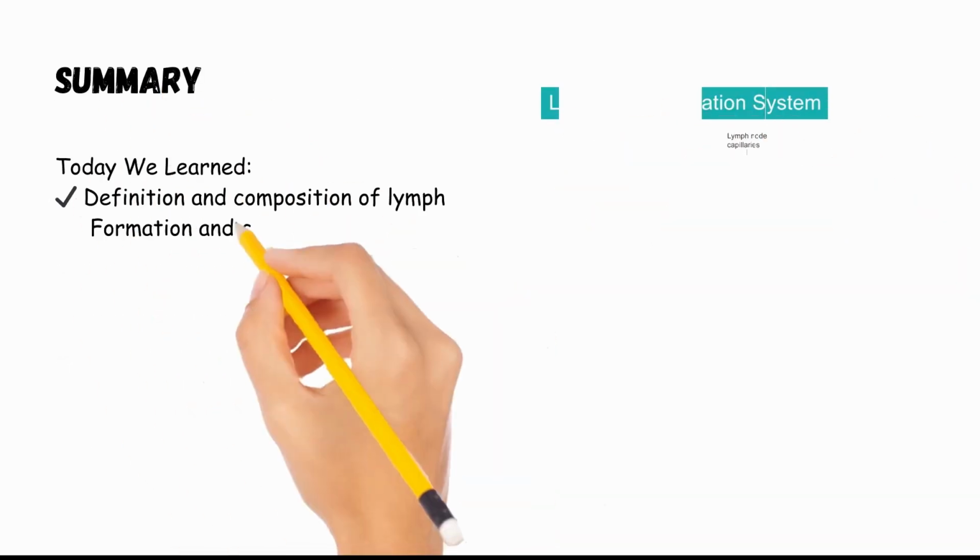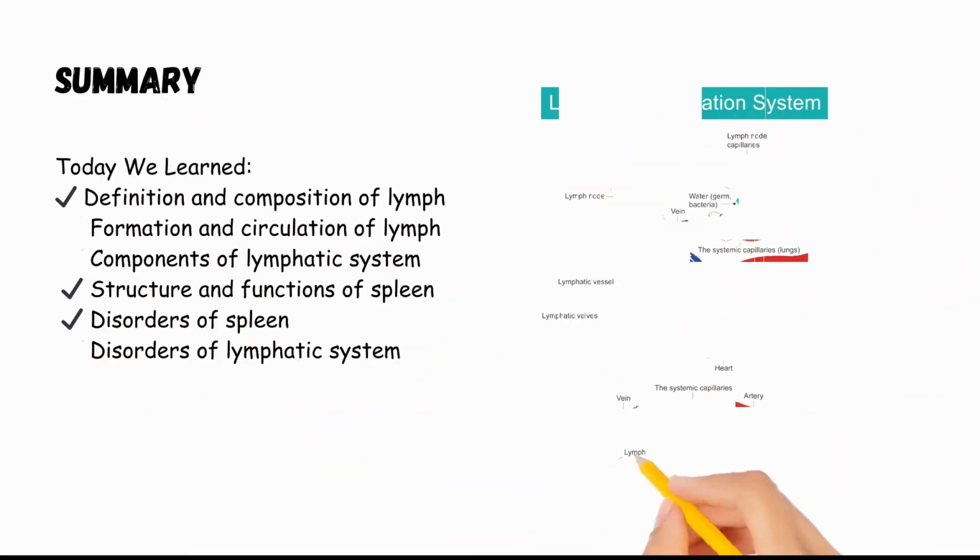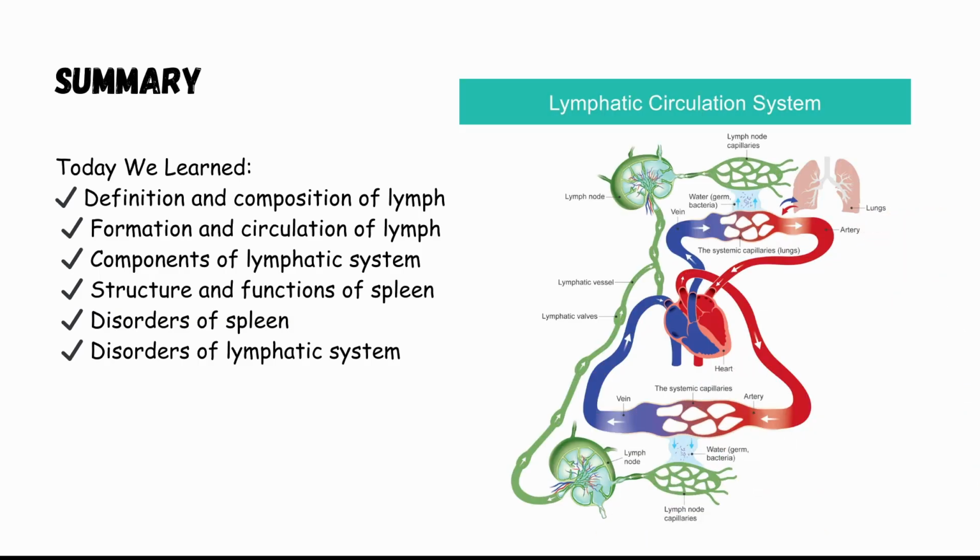Let us summarize today's discussion. We learned that lymph is a clear fluid derived from plasma and plays a crucial role in immunity and fluid balance. We studied how lymph is formed and how it circulates without a central pump. We understood the structure and functions of the spleen, including its role in filtering blood and supporting immune responses. Finally, we defined common disorders affecting the spleen and lymphatic system.